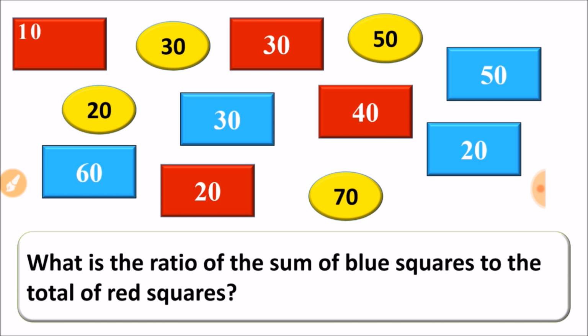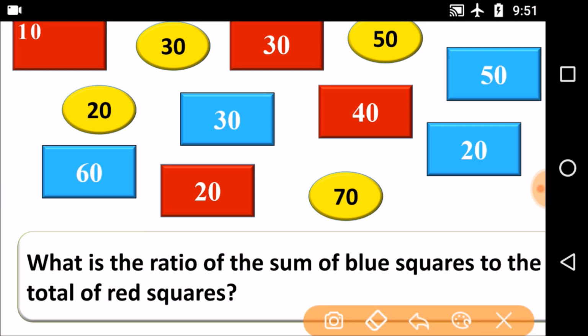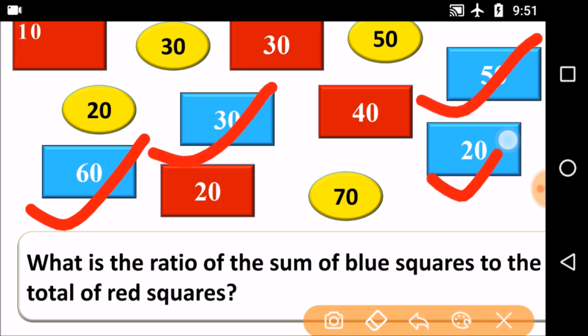Now there is a question about ratios. And ratio, we know, has the format A by B. So tell me, what is the ratio of the sum of blue squares to the total of red squares? What is the question? We have to find the sum of blue squares. What is the sum of blue squares? The sum of blue squares is 60 plus 30 plus 50 plus 20.